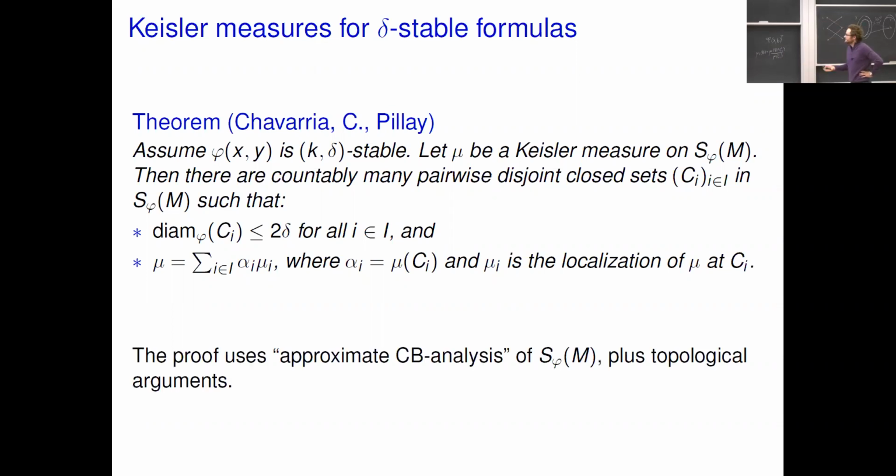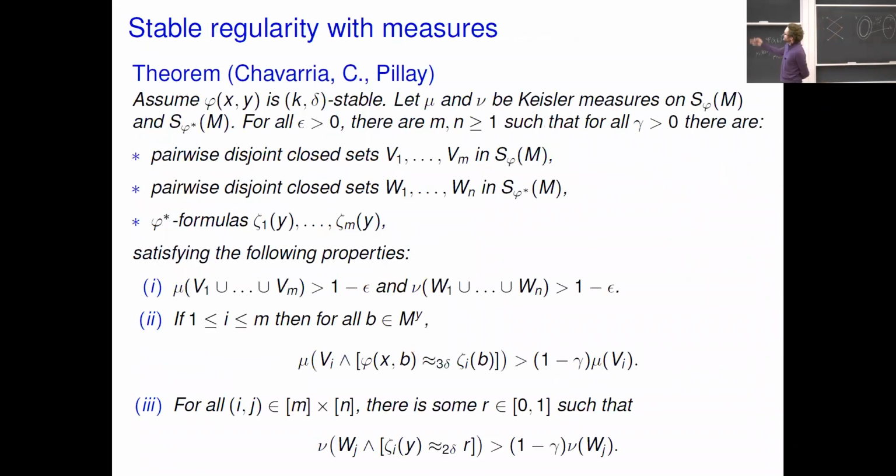Okay, so this proof is modeled after the kind of proof in discrete logic, but with some more topological tools. It uses this approximate CB analysis, the so-called CB delta rank of a type space. I'm not going to say more about it, plus some other topological arguments. Okay, so that's step 1 toward the thing, and now step 2. This is what I was warning you about before. This is a fairly complicated statement about what's happening upstairs. So I'm going to draw a picture.